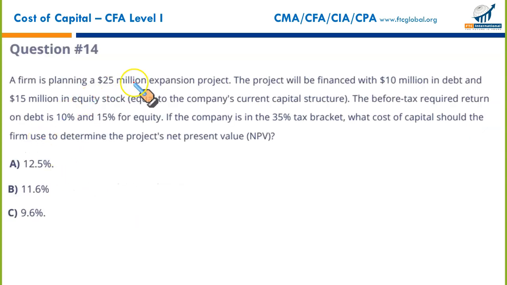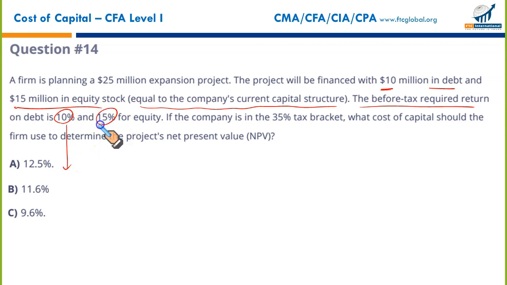A firm is planning a 25 million expansion project. The project will be financed with 10 million in debt and 15 million in equity. Okay, 10, 15, that's the proportion. 10 by 25, 15 by 25, equal to the company's current capital structure. The before tax required return on debt is 10% and equity 15%. You have what you need.